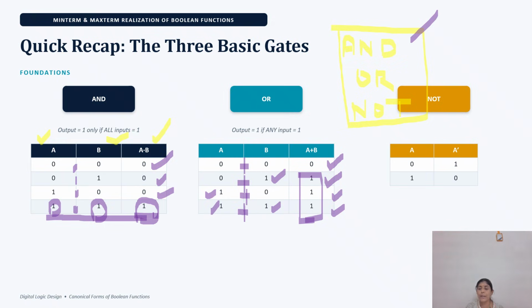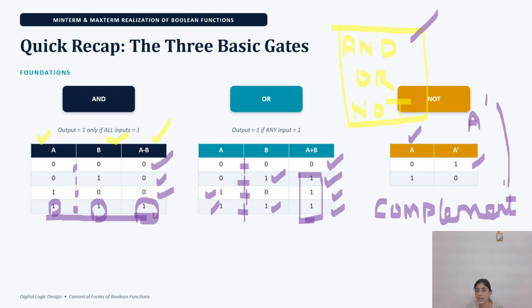Next is a NOT gate, right? NOT is nothing but a complement. You have to remember it this way. Complement means inversion of one to the other. So if A is equal to 0, the output is 1. The output is A bar. This bar represents the complement. So when A is equal to 1, A bar is equal to 0, because 1 is inverted to 0 as well as 0 is inverted to 1.